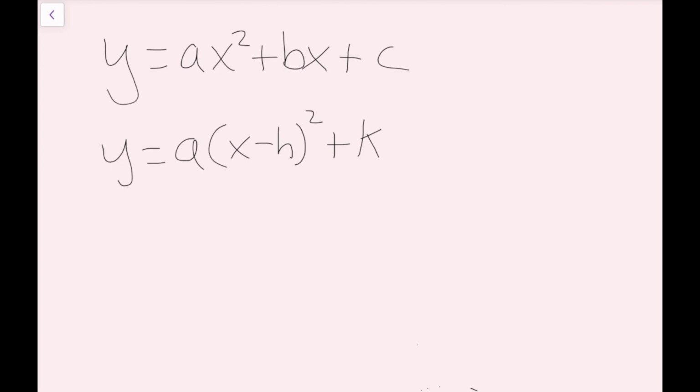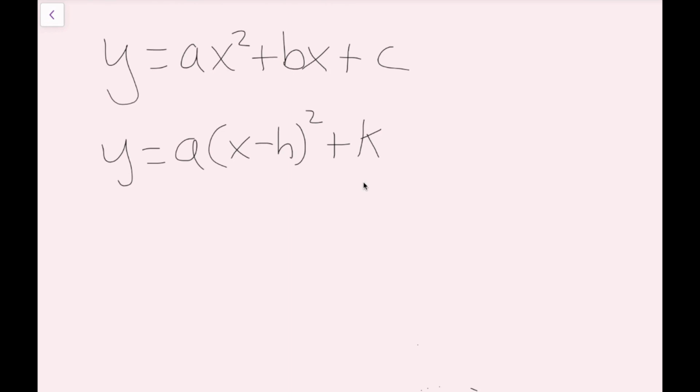All right, in this video, we're going to derive the quadratic formula using vertex form. What I have right here are two ways to write out quadratic functions. This is standard form, y equals ax squared plus bx plus c. And this is vertex form, y equals a times the quantity x minus h squared plus k, where the point (h, k) is the vertex.